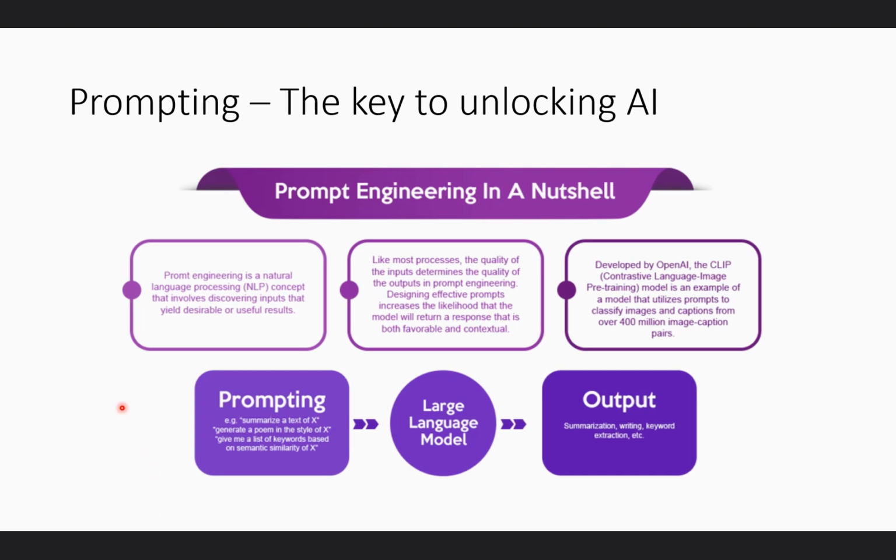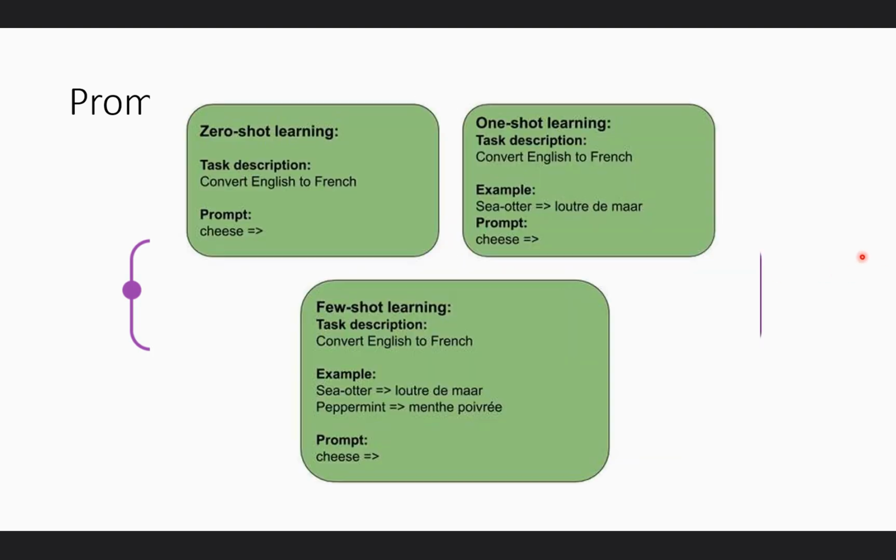So the key to unlocking the potential of AI has greatly to do with how we design our prompts. And rightfully, prompt engineering is a concept that involves discovering the right input that yields the most desirable and useful output from the AI tool. So one has to remember that the quality of the output greatly depends on the quality of the input. So let's see some examples here.